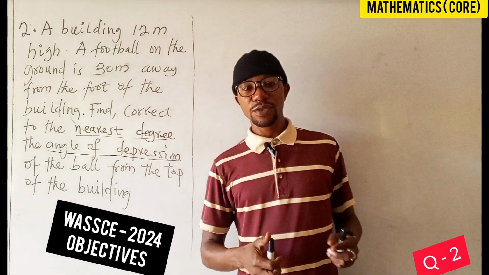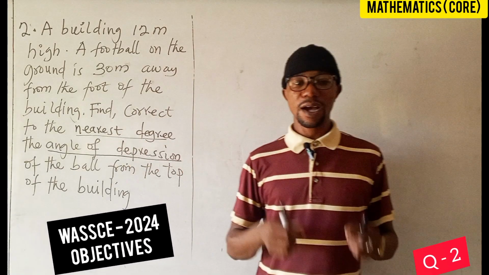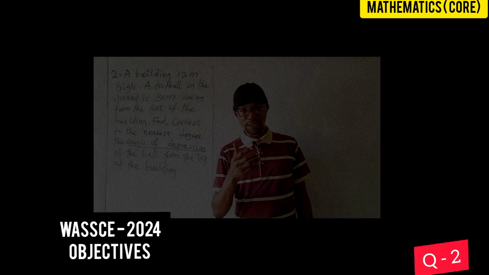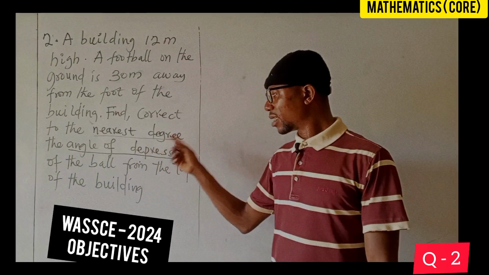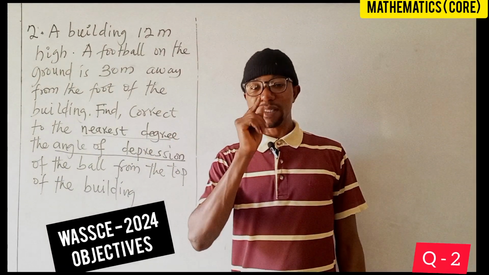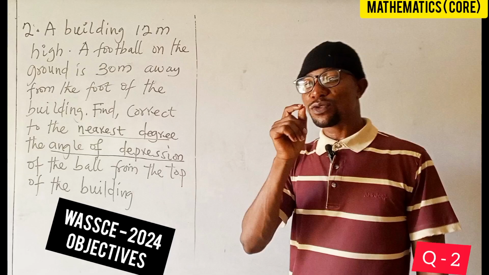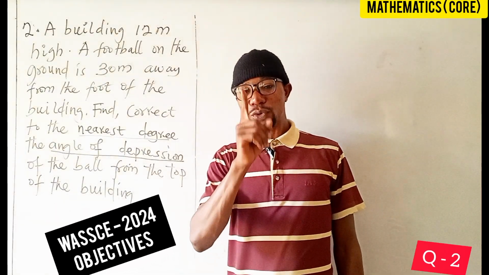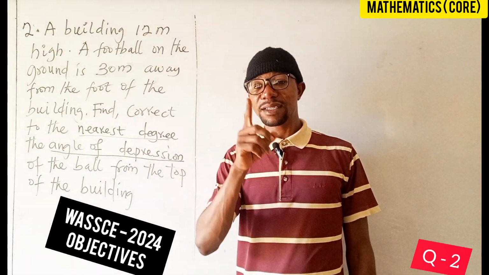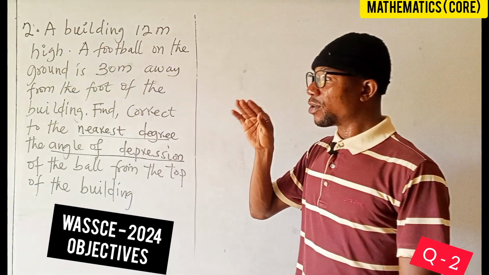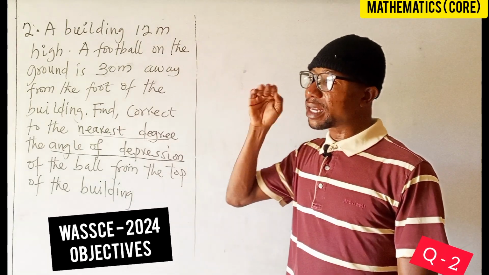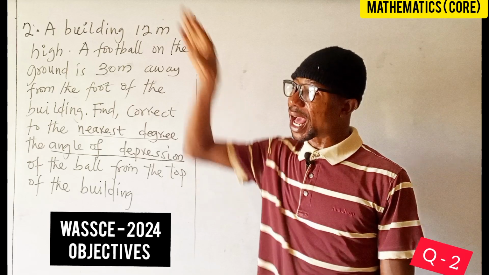So before that, we need to know what angle of depression is. Here, there are two terminologies, the angle of elevation and the angle of depression. In the question, our interest is the angle of depression, but we need to know what an angle of elevation is also about. Probably in the next objective test question, they may ask you questions on that. The angle of elevation is the angle your eye level makes with the horizontal when looking upwards.